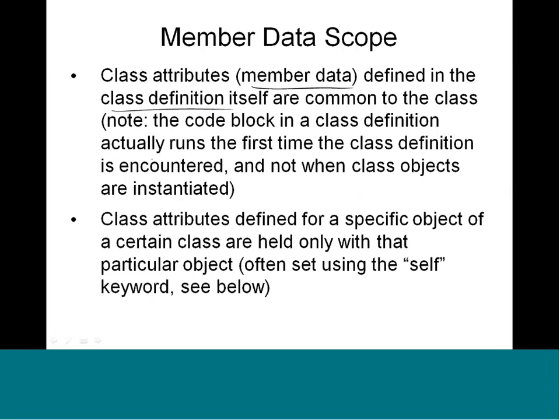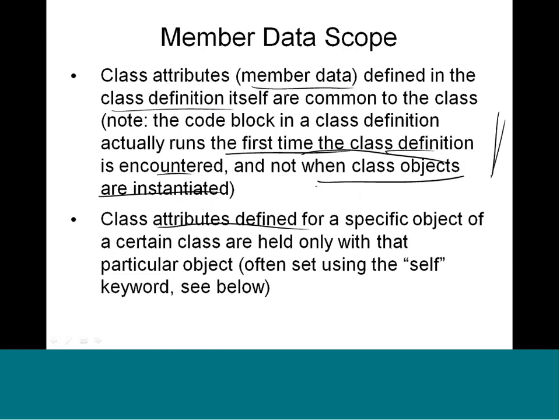So the code block in the class definition actually runs the first time the class definition is encountered, and not when the class objects are instantiated. This is another thing that you may want to keep in mind. When the class objects are instantiated, the code block does not get to run. It only runs the first time the class definition is encountered.